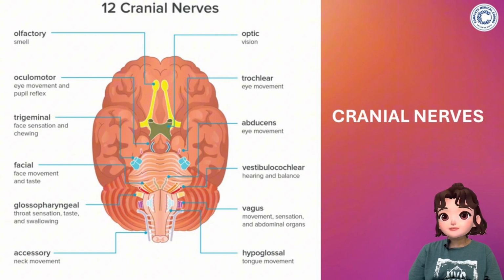Glossopharyngeal nerve helps in throat sensation, taste and swallowing. Vagus, movement, sensation and abdominal organs. Accessory, neck movement. And hypoglossal, tongue movement. So these are the 12 pairs of cranial nerves. So that's all about the nervous system. Let's move on to the next topic.